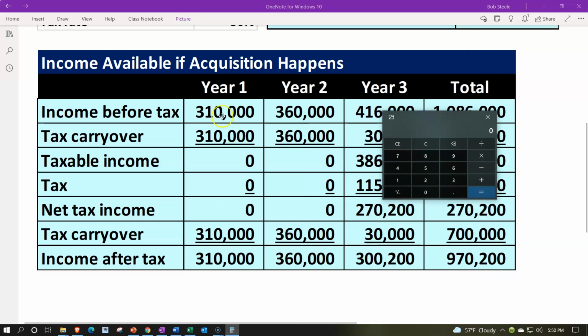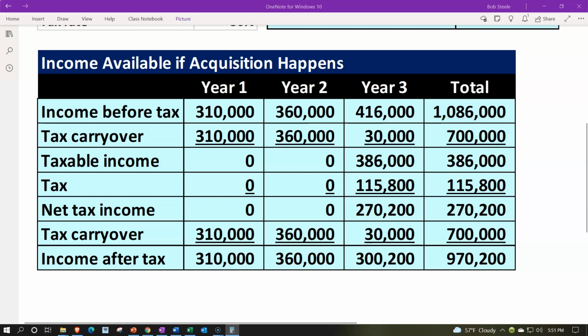We can add up that last line as either 270,200 plus 700,000 gives us the 972,200, or this way adding up the 310,000 plus 360,000 plus 300,200, and that's going to give us our 972,200 income after taxes for the 3-year time period.